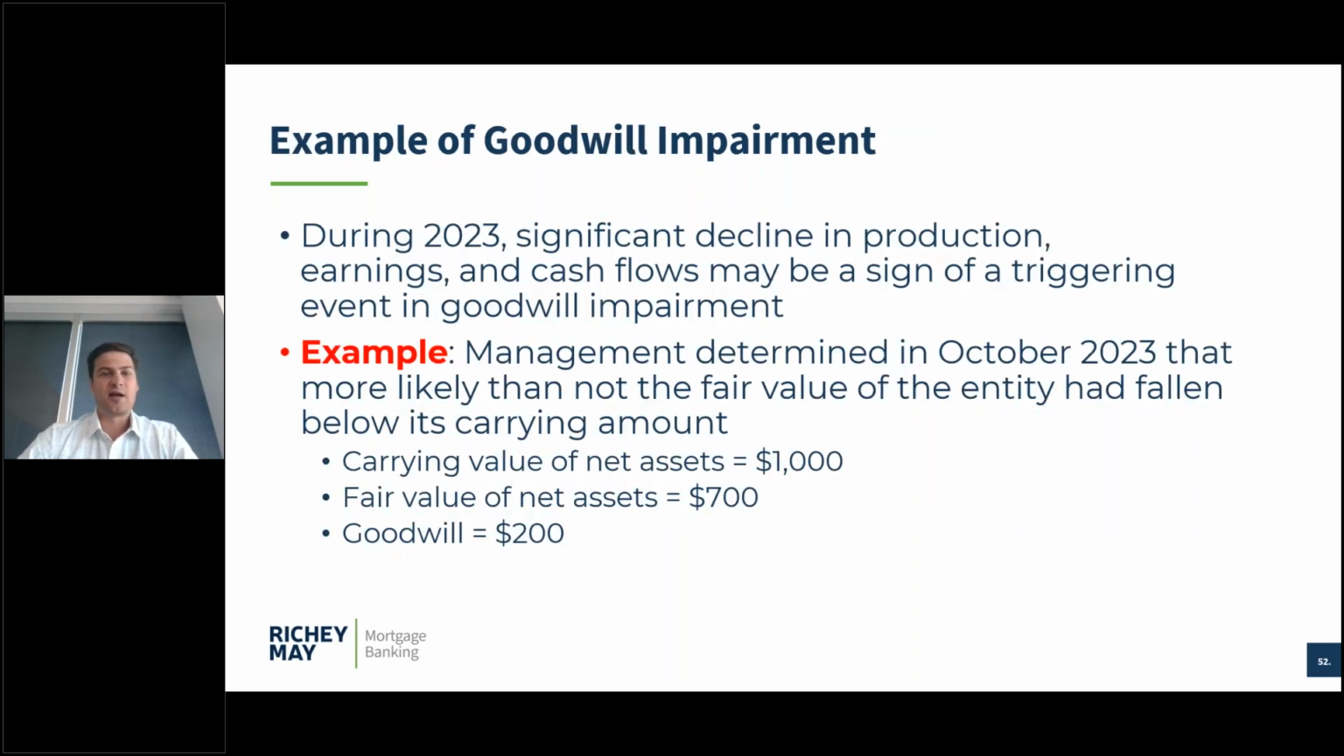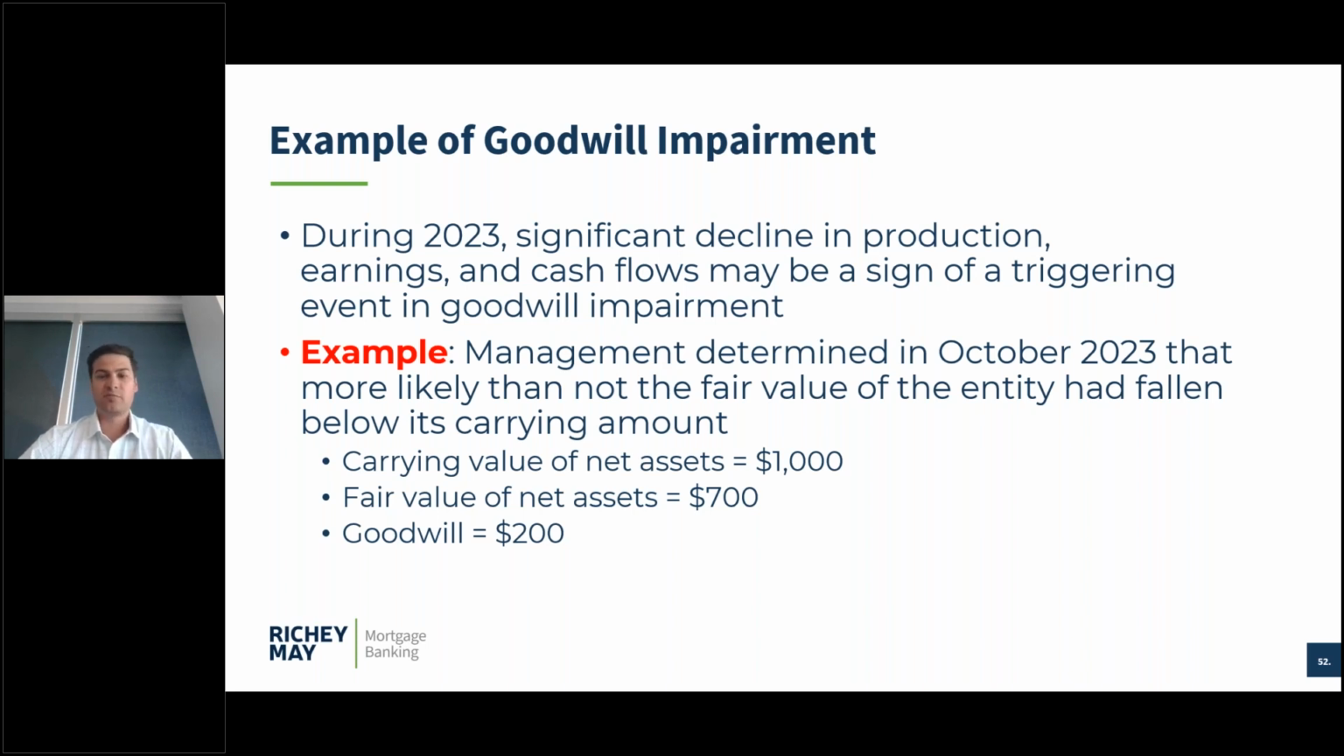So for instance, let's say Prestige Worldwide Mortgage Co. has adopted the private company alternative election and has made a policy or memo stating that they elect to assess goodwill for impairment at the entity-wide level. During 2023, they experienced significantly decreased production, decreased earnings, and decreased cash flows, and this was determined to be a triggering event. So the company then performed an impairment test. They decided to do it in the interim, so they tested for impairment as of October 31st, 2023, and it was determined that more likely than not, the fair value of the entity had fallen below the carrying amount.